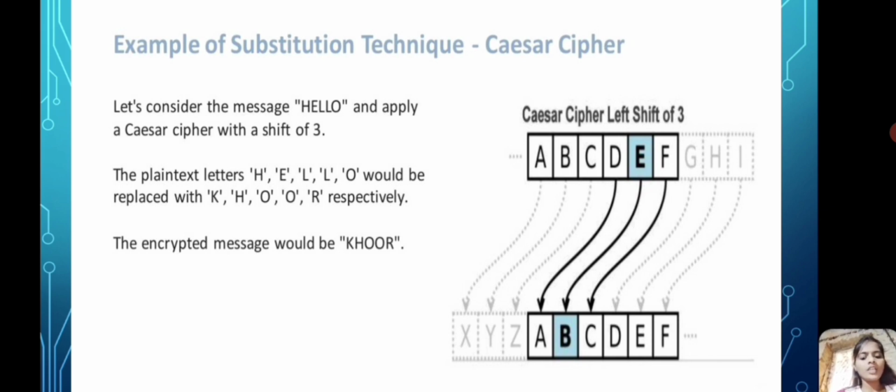E. After a shift of 3, E, F, G, H. H is in the third place. Thereby E is replaced with H and so on. The encrypted message would be KHOOR.